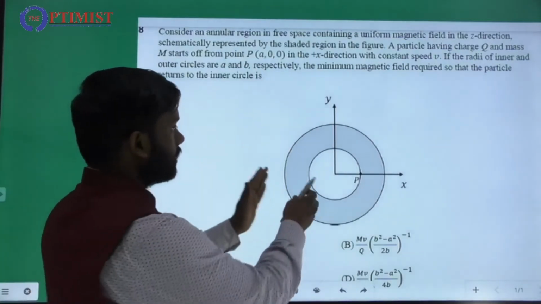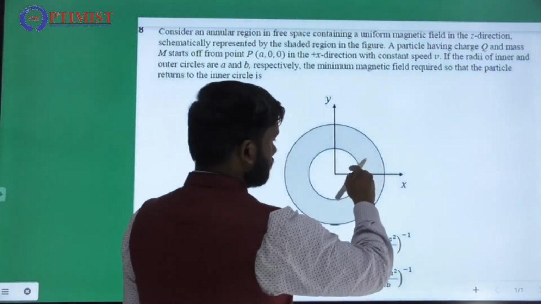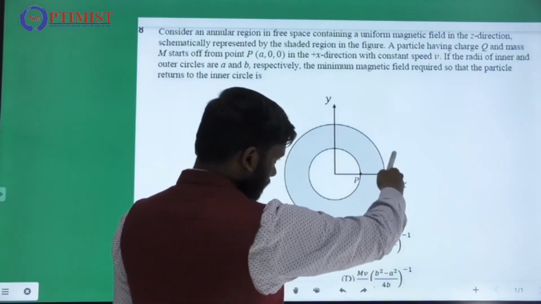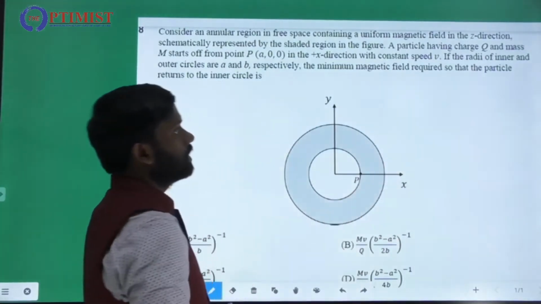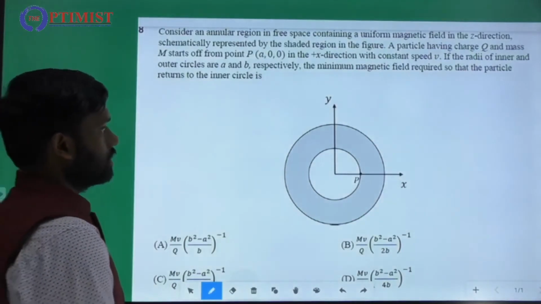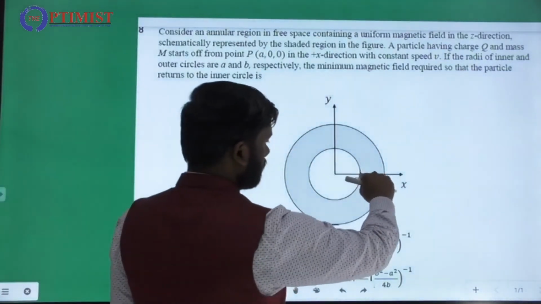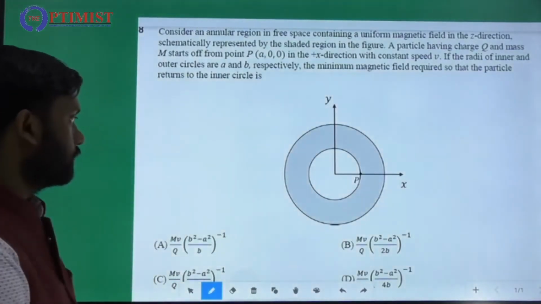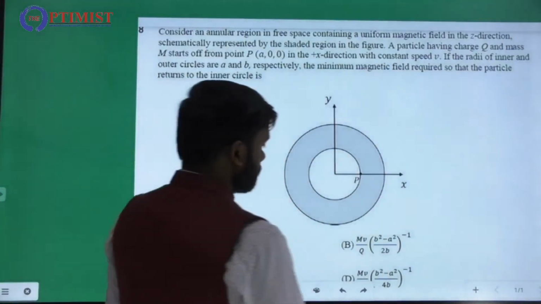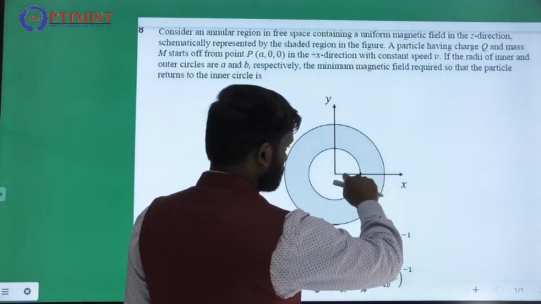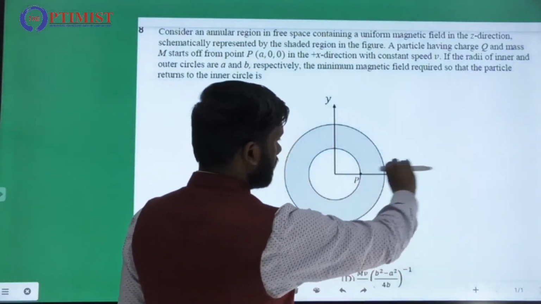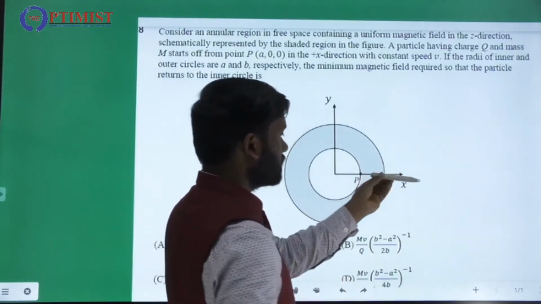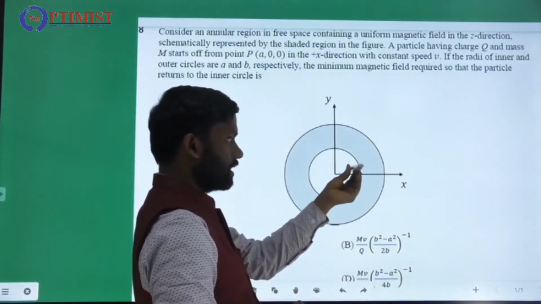So let's assume that magnetic field is such that particle returns to the inner circle, but it bends at the edge, exactly at the periphery of the outer circle. So for minimum magnetic field, maximum possible radius of circular path of the particle will occur here. Here particle will start in this direction, v is in this direction, magnetic field is in upward direction. So this x-axis is direction of velocity, and this pen is direction of magnetic field.